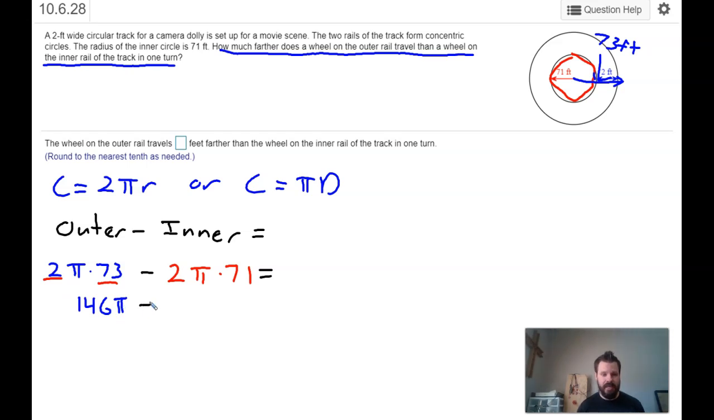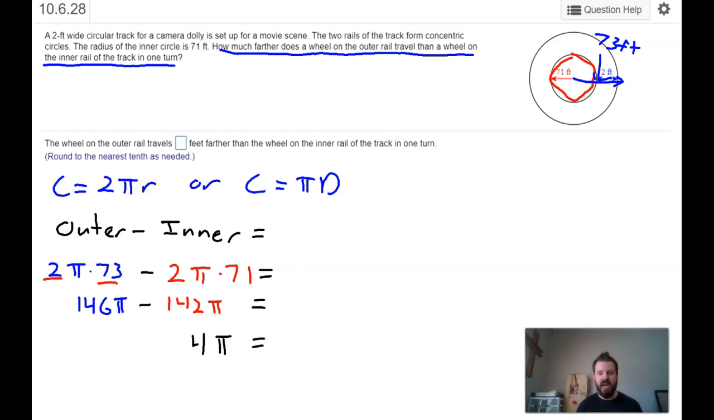And then same idea with 2 times 71. That's going to be 142 pi. And the advantage of leaving things in terms of pi is this is going to be an easy calculation. 146 minus 142 is just 4. So we could say our answer is 4 pi. Okay, so just like you can add numbers with x's together, you can add numbers with pi's together.